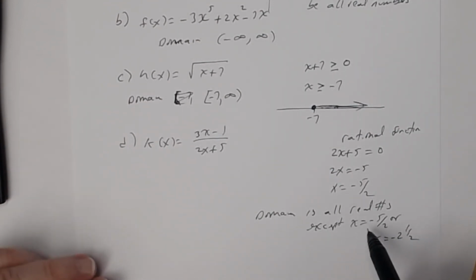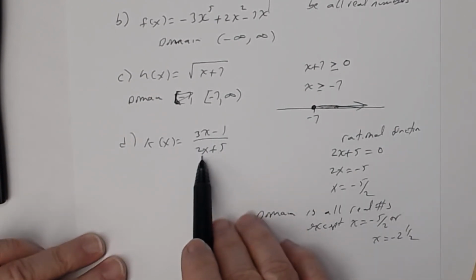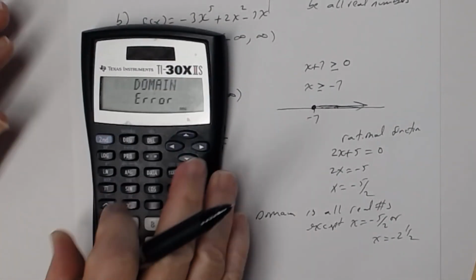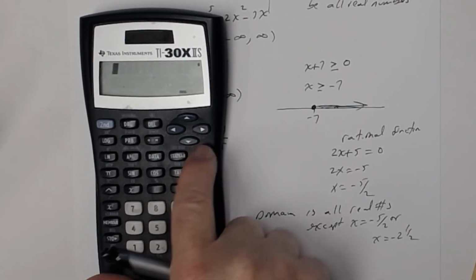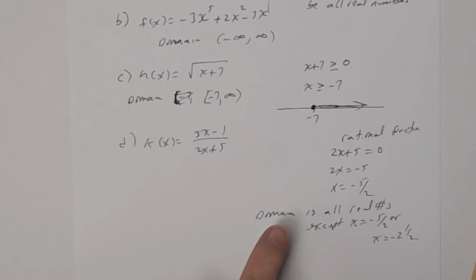All real numbers except x equal negative 5 halves, because negative 5 halves makes the denominator 0, and you can never divide by 0. So remember, if you have, let's say, 6 divided by 0, you should get a divide by 0 error. All right, so you cannot divide by 0.